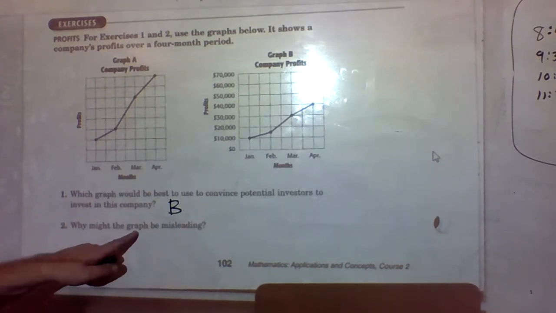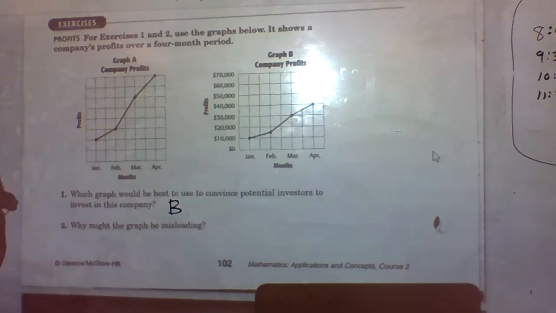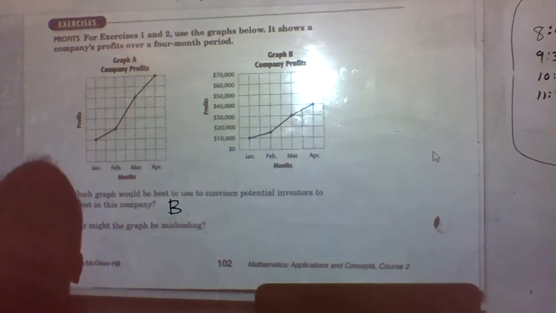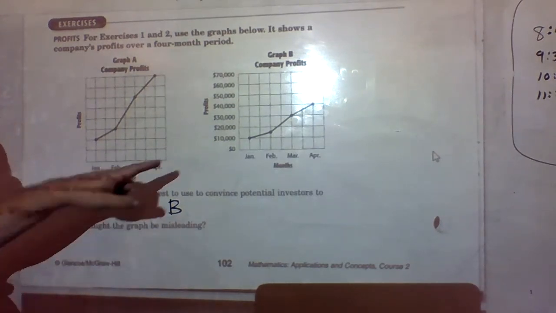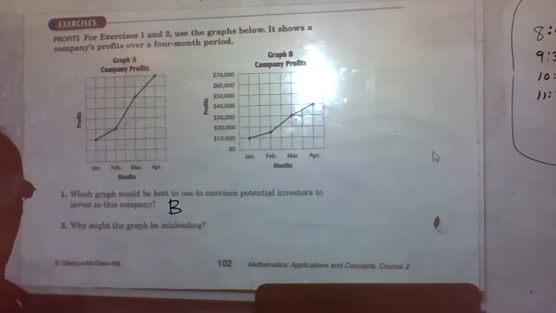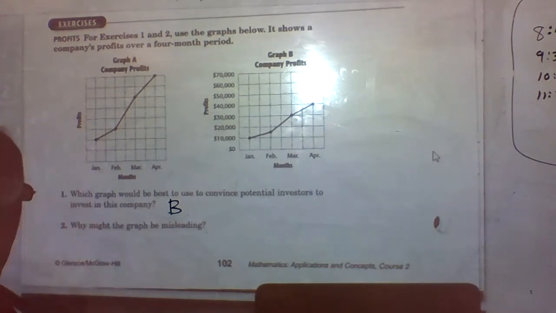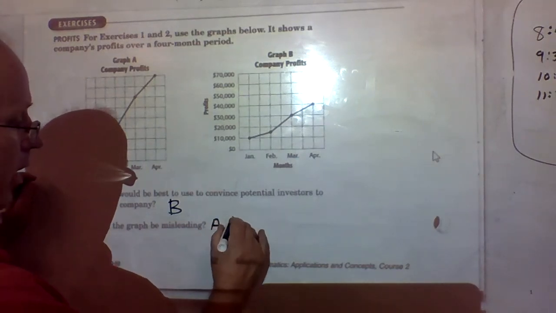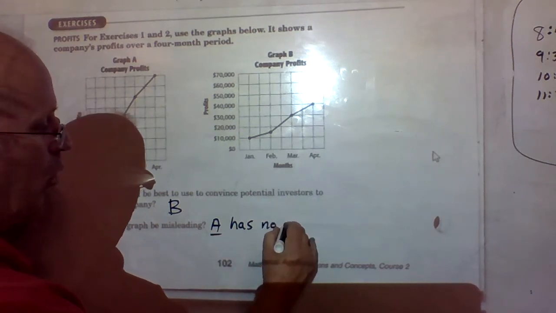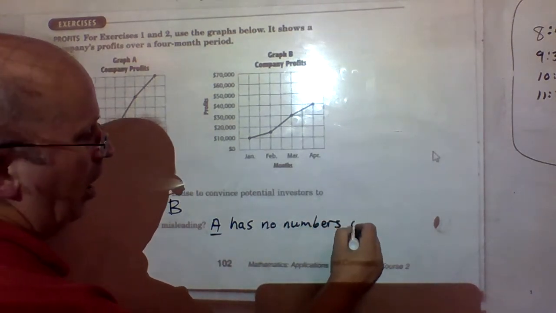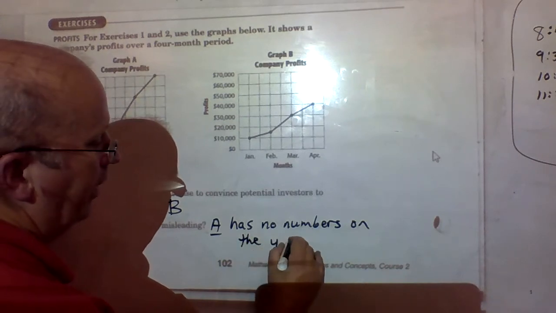Then it says, why might the graph be misleading? What do you think? Well, if you're talking about this graph, I don't think this graph is misleading. If you're talking about this graph, I would say it's definitely misleading because there's no numbers on the y-axis. A has no numbers on the y-axis.